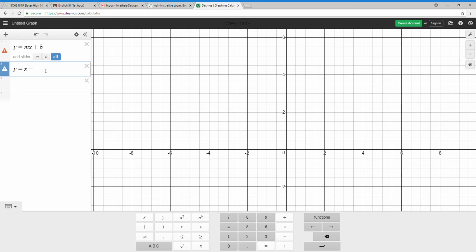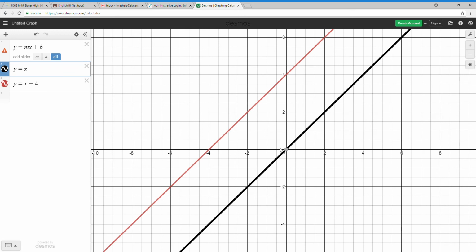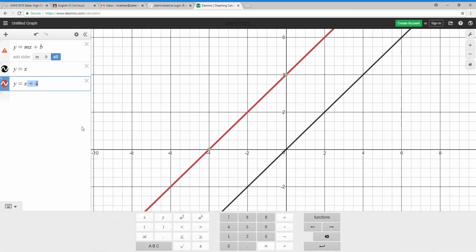So if I say plus 4, actually let me leave this parent function, this original one here, so we can see how this moves. If I say y equals x plus 4, what you'll see is this actually moved, and I would be willing to bet it moved counterintuitively to what you expected. Because if we have y equals x plus 4, this is actually moving 4 in the negative direction. Even though it's saying plus, it's actually moving in the negatives.